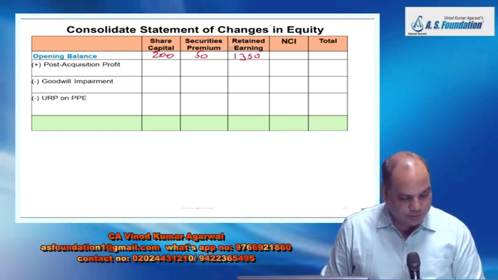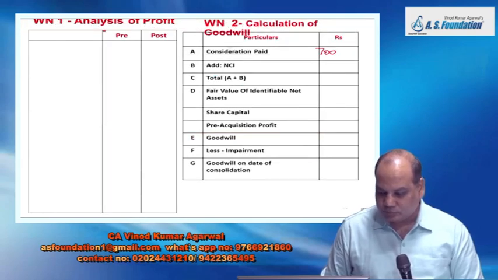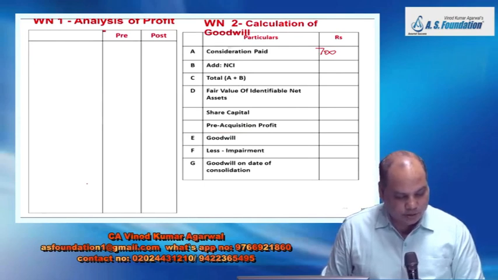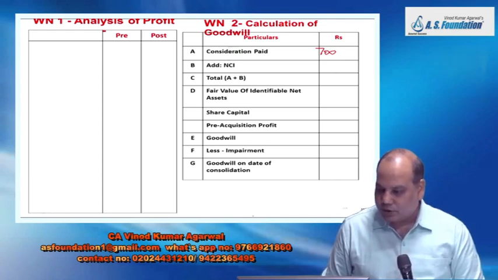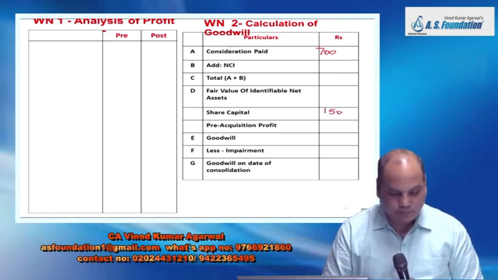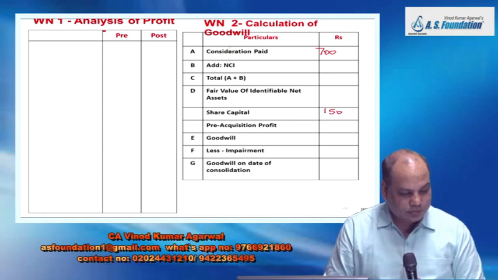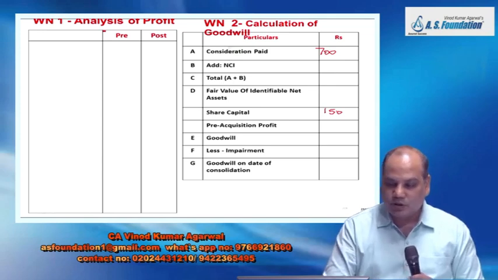Now let us look at the subsidiary. What about subsidiary share capital? Subsidiary share capital, is it 150? Where will you write? Goodwill working note. Write 150 here. And subsidiary's retained earning 700. And in the paragraph at the beginning they have said pre-acquisition retained earning was 430.